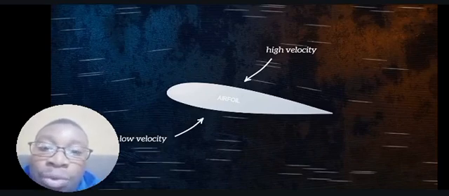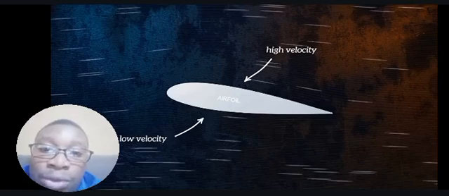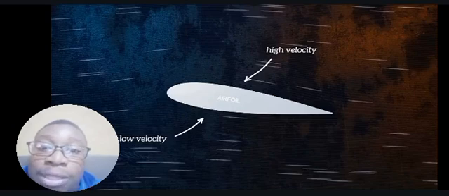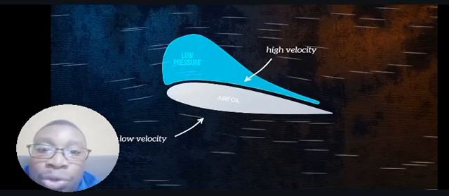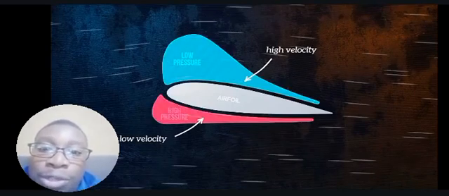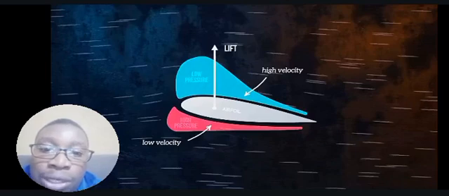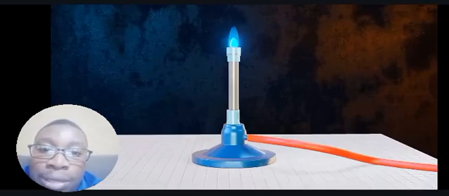And you should remember that when you have high velocity, you are going to have low pressure, because the energy required to increase the velocity is going to come from the energy that would otherwise have been used to increase your pressure. So high velocity, low pressure. So you're going to have low pressure there, and below where you have low velocity, you're going to have high pressure. So air is going to try to move from high pressure to low pressure, and in doing so it will generate lift.